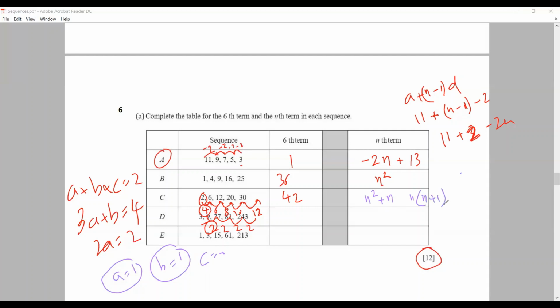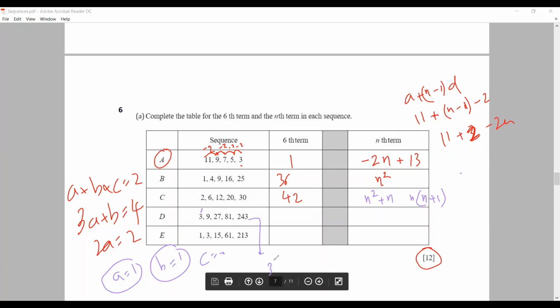Moving on to part D, what's going on in part D? These are famous numbers as well. These are multiples of 3, basically. The first one is 3 raised to the power of 1, that is 3. The second one is 3 raised to the power of 2, right? I can write this as 3 raised to the power of 1, 3 raised to the power of 2, 3 to the third, and then fourth, and keeps going.